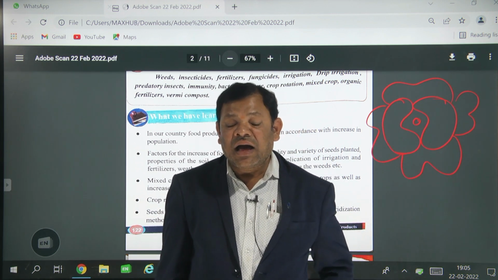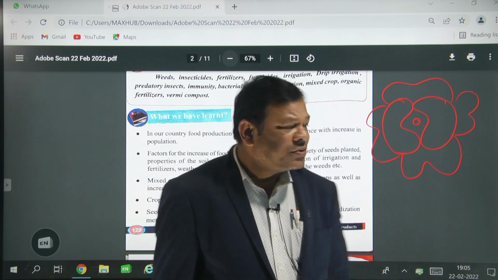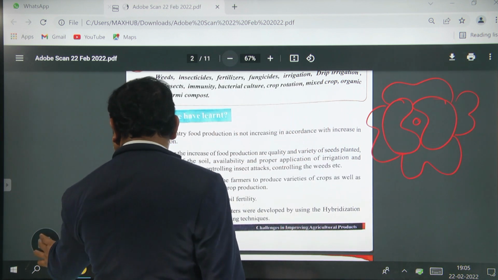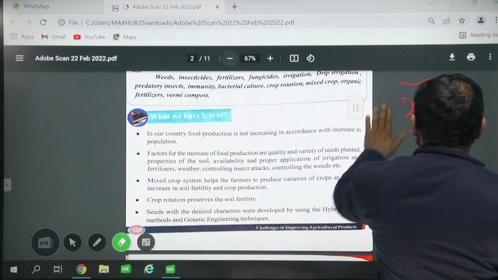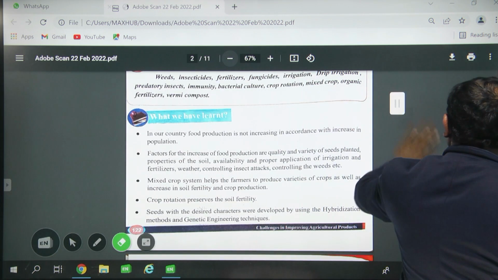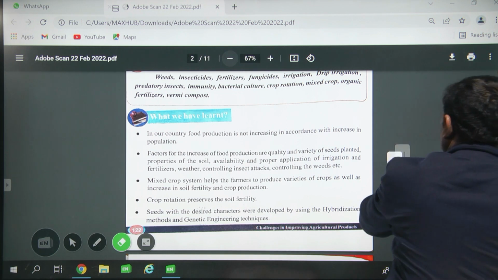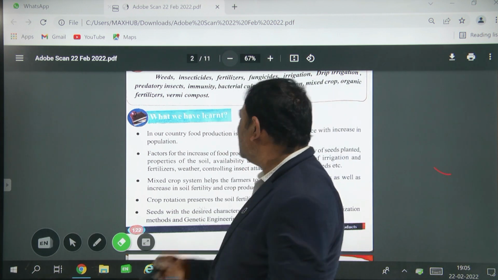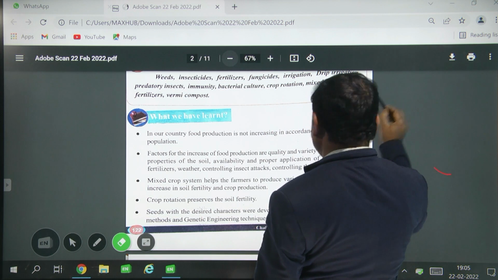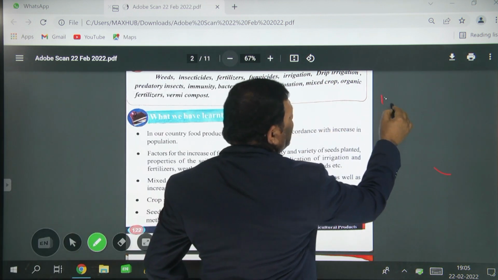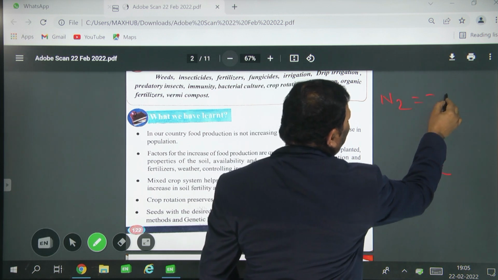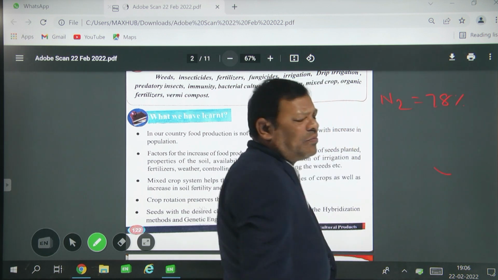Next one is the root nodules. So you know very well, in the leguminaceae plants, these are the legume plants, in that nitrogen, in the atmosphere, actually 78% of the nitrogen is available in the atmosphere.